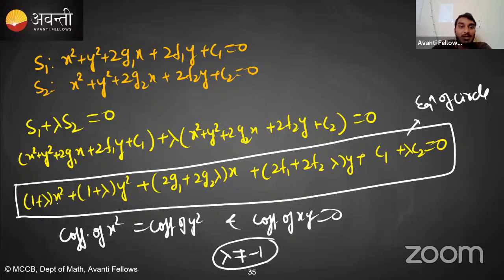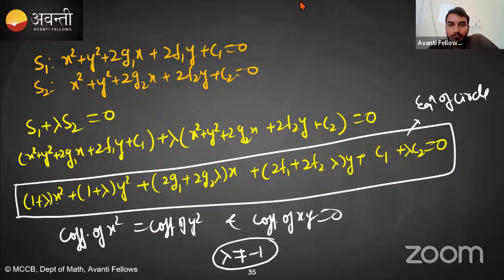Okay, if lambda is -1, then the equation will not give you the circle, it will give you the line. That we will see after the family of circle. But now remember that the equation of a circle which is passing through the point of intersection of S1 and S2 is given as S1 plus lambda S2 equal to 0. But lambda cannot be -1, because if lambda becomes -1, then the coefficients of x square and y square become 0, which we do not want. Is this clear?